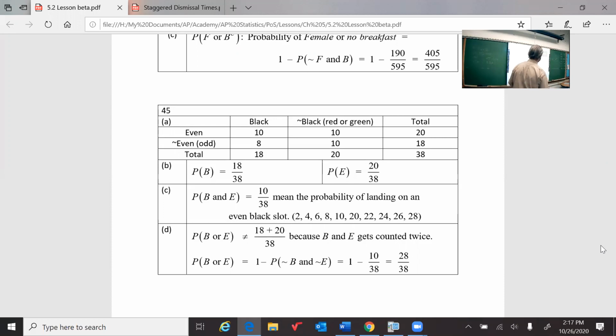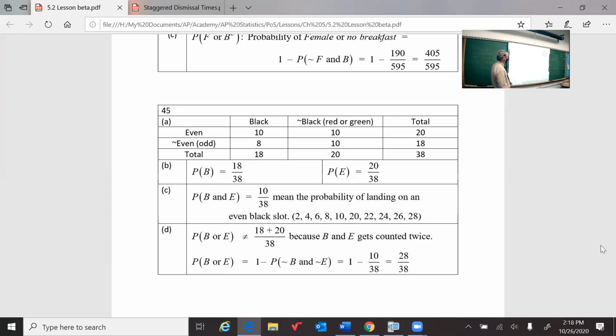So B asks, what's the probability of B? Get a black number. The sum of the column over the grand total, 38. The probability to get an even number is the sum of the row over 38. So you've got more even numbers than odd numbers because the 0 and double 0 counted as even. What's the probability of black and even? Black and even, 10 out of 38. That's the list of them. It's hard, when you read the table, read the book.